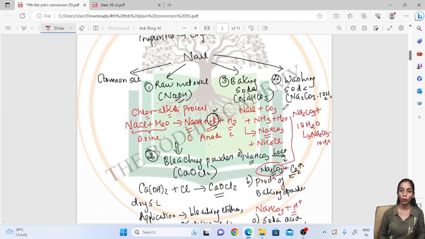In this part, what is important is the production of each compound and the reactions, the equations present in each compound, and more important is the application of each compound. Also important are the chlor-alkali process and the application of baking soda, which are the most frequently asked questions in the Goa Board 10th standard exam.